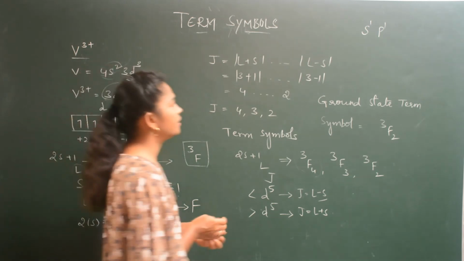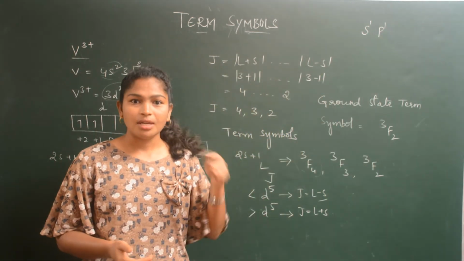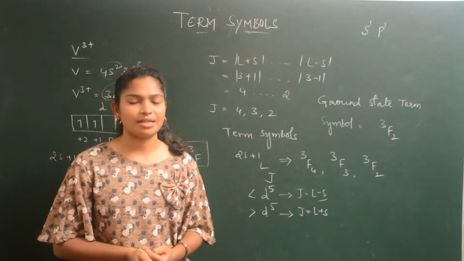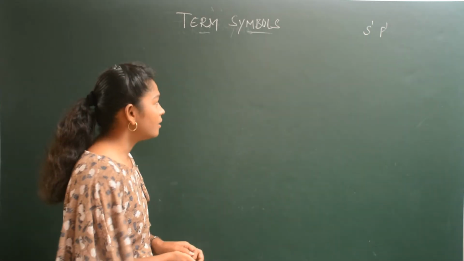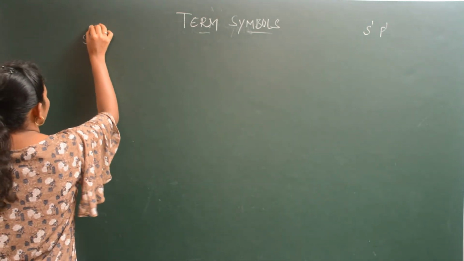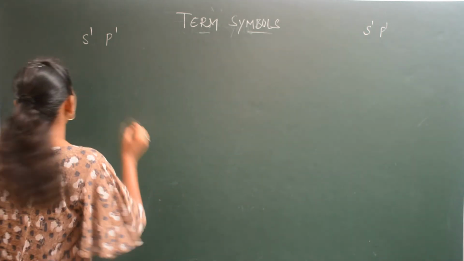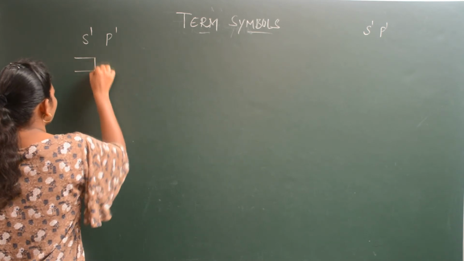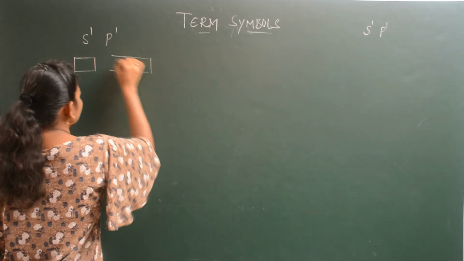If you want to take different orbitals, say s1 p1, because those are different orbitals, how can you find out term symbols in that case? We'll see that now. Now we'll see the term symbols for different orbitals. See here, suppose s1 p1. So for different orbitals, how can you find out the term symbols? For s we will have only one orbital, and for p you will have 3 orbitals, right? Just listen carefully.